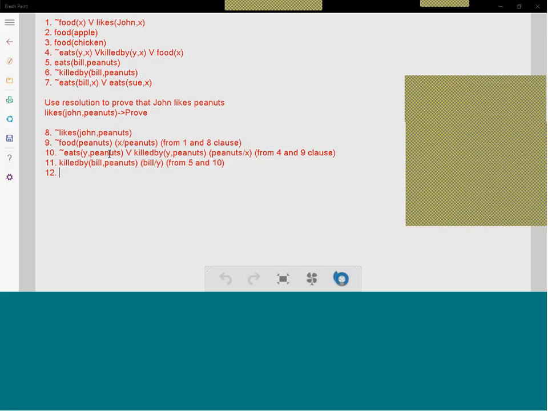Yes, Rushabh. Here we have to combine 6 and 11. You can see in 6 and 11, both not killed and killed by are there. So what will it generate? It will generate the empty clause. Here I am just writing empty clause because I can't draw that symbol. From 6 and 11 we derive this empty clause.